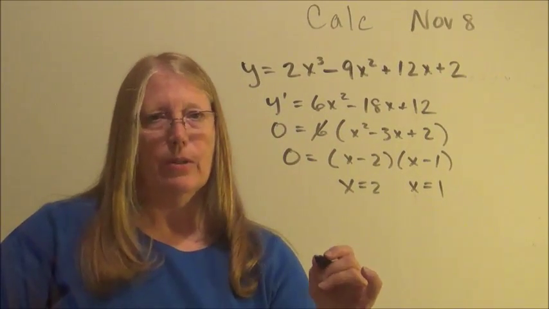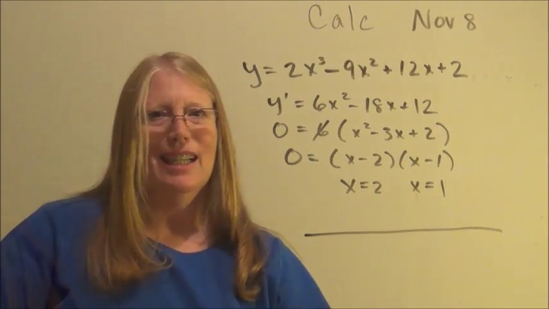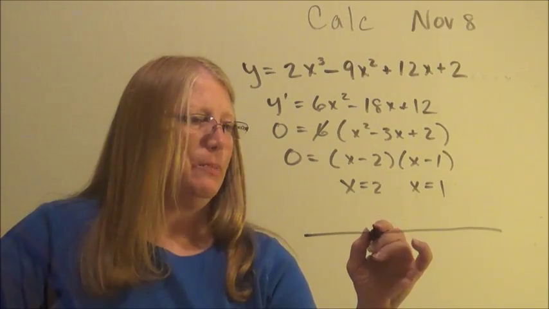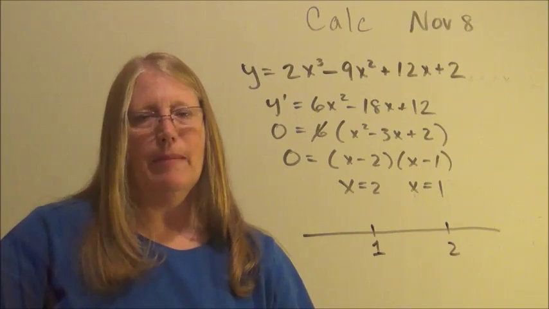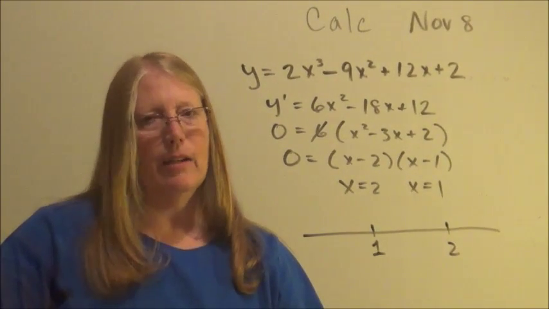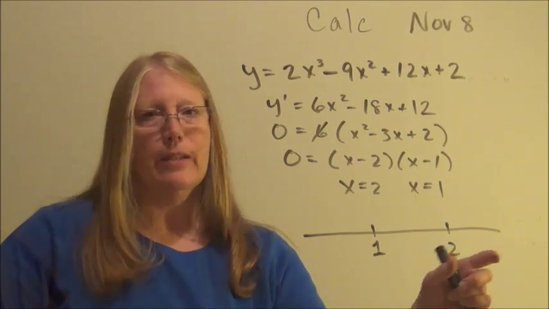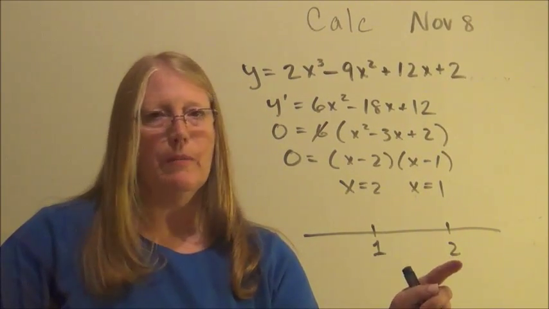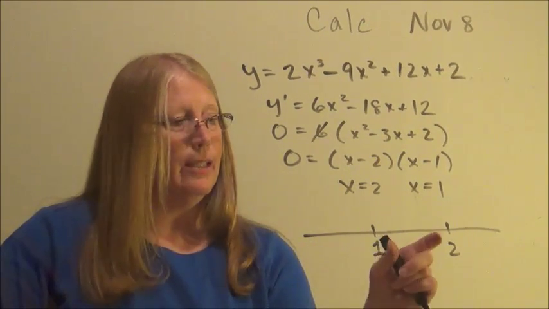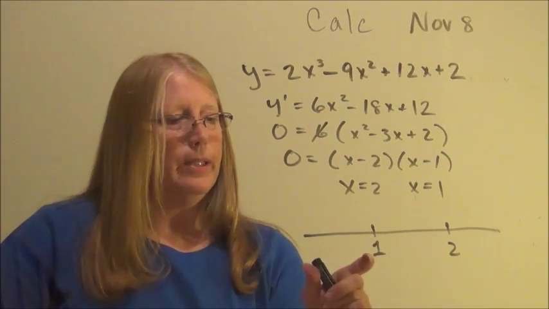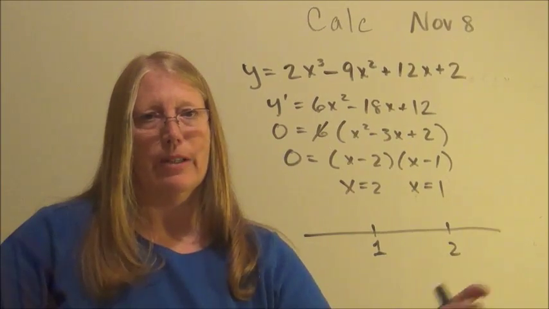So I'm going to create a number line, and on that number line I'm going to mark these points of interest, 1 and 2. I'm not really going to sketch this graph tonight. We are going to build up to that. But for now, I just want to know what's going on in these intervals. I know that these are switching points, so I'm going to find out what's happening in this part of the function, this one and this one. What's happening when x is less than 1, between 1 and 2, and greater than 2?